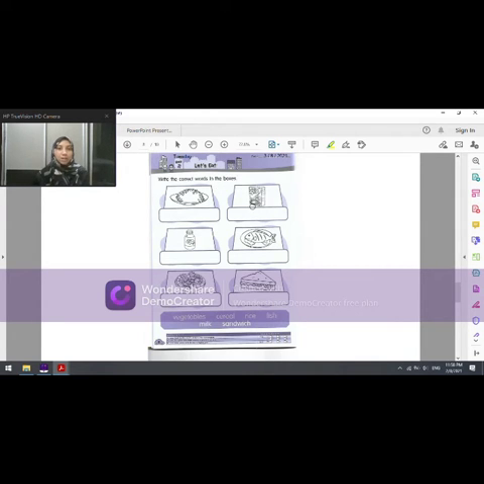Alright, so all in we have 6 pictures. This is the first one, second, third picture, fourth picture, fifth picture, and the last picture. These are the given words. Alright, so let's read the words together.